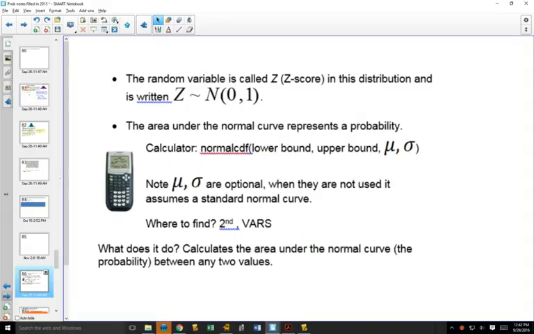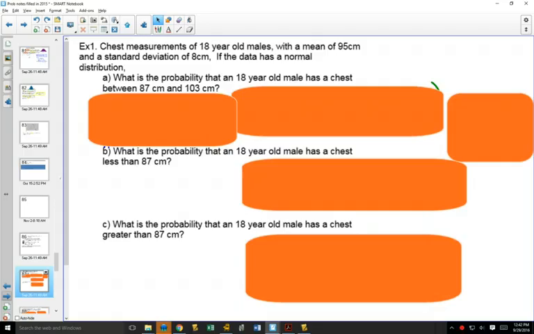There are 4 things that you put into there. The last two you can leave out. In fact, I think with your newer calculators it works out really nice. They default to 0 and 1. We're going to look at what this looks like, and what it does is it calculates the area. This is best seen by looking at an example.